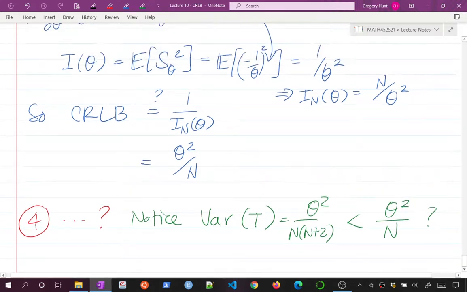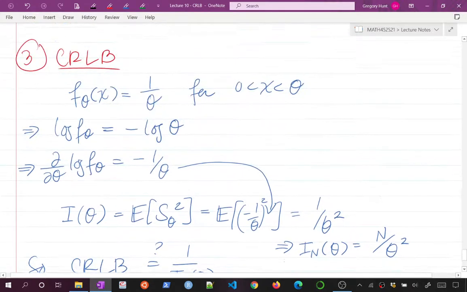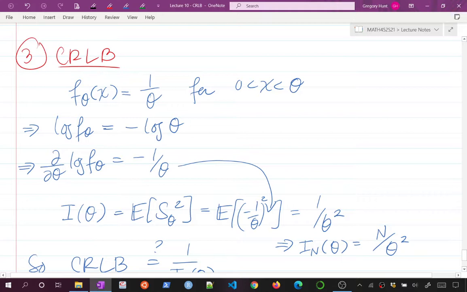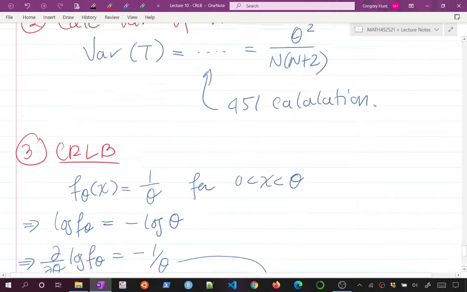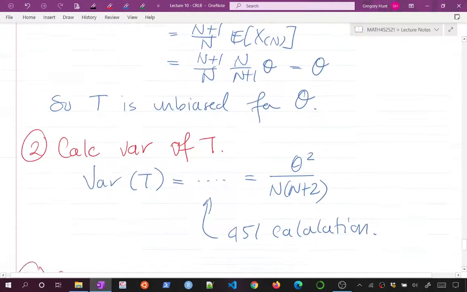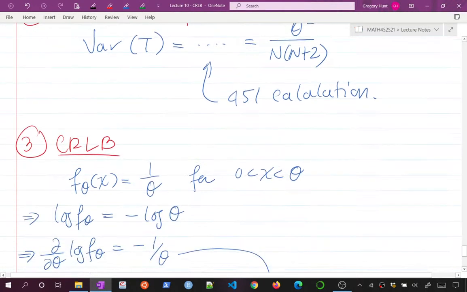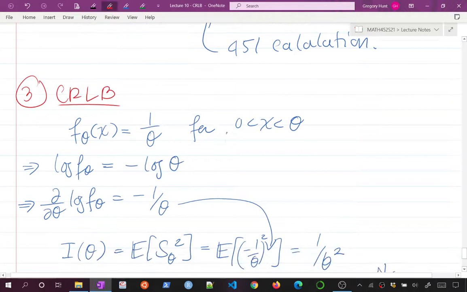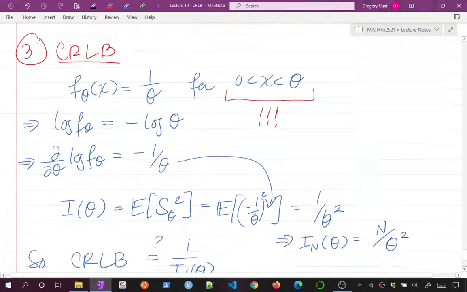Remember I had that asterisk for the theorem that said we need regularity of the PDF. This needs to be an exponential family; a one-parameter exponential family is basically the answer. Uniform is not an exponential family, right? So what should be setting off alarm bells when you do this calculation? How do we deal with the fact that the support depends on the unknown parameter? That's not an exponential family.